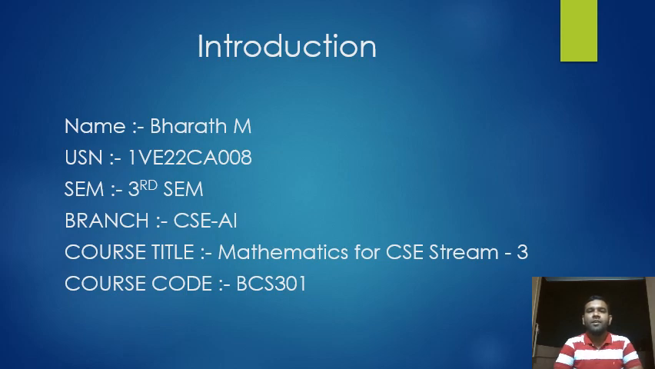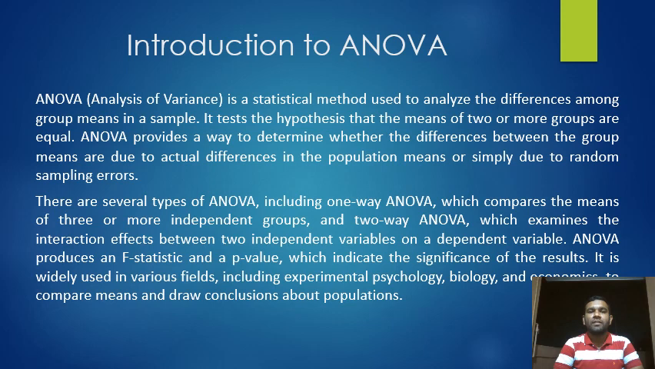Now let us look at the introduction to ANOVA. ANOVA, which is analysis of variance, is a statistical method used to analyze the differences among group means in a sample. It tests the hypothesis that the means of two or more groups are equal. ANOVA provides a way to determine whether the differences between the group means are due to actual differences in the population means or simply due to random sampling errors.